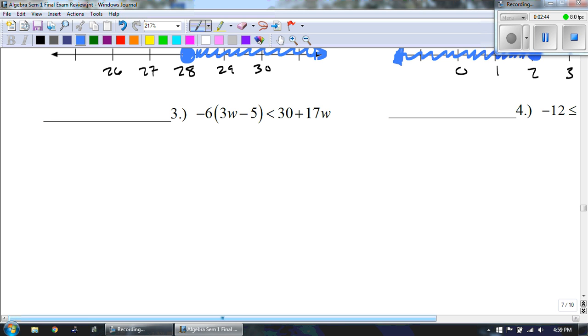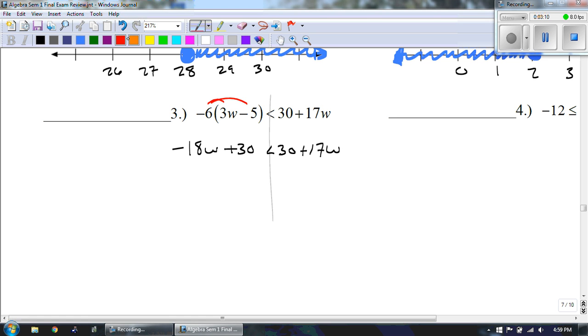All right, number 3. Don't be scared, we're doing the same steps. Okay, first thing is we have to distribute. -6 times 3 is -18w. -6 times -5 is a positive 30, less than 30, plus 17w.